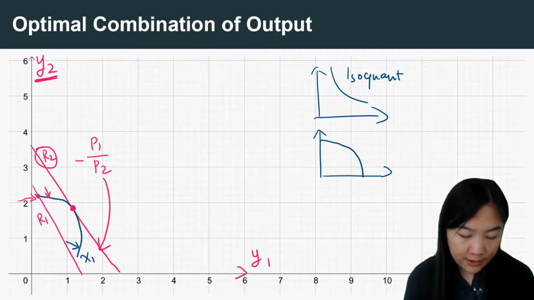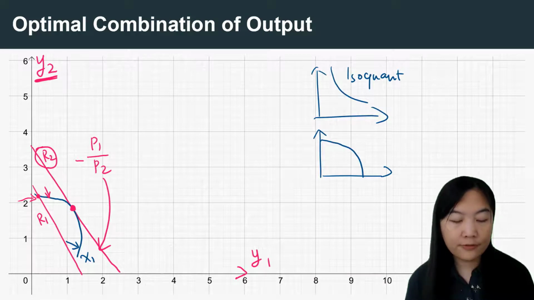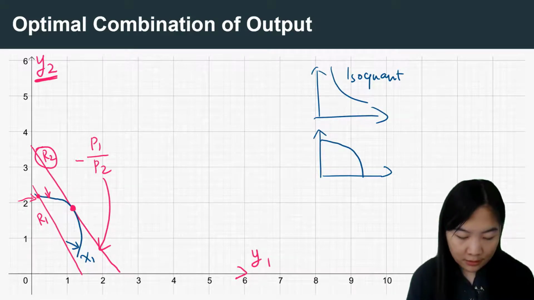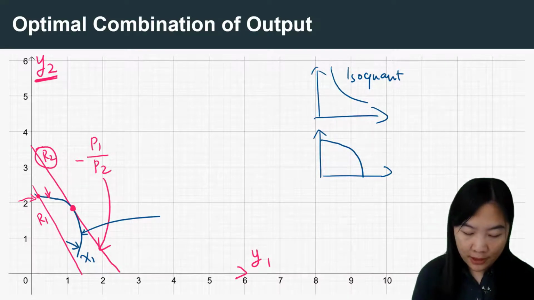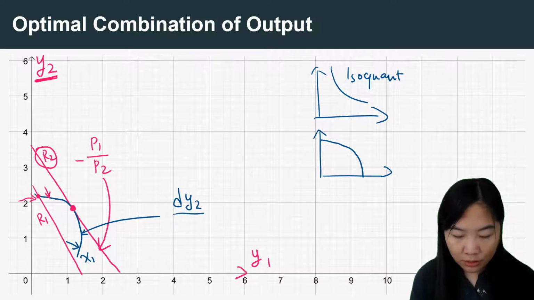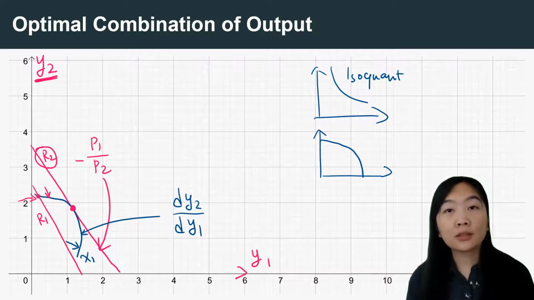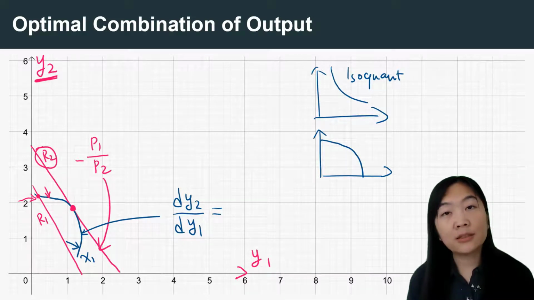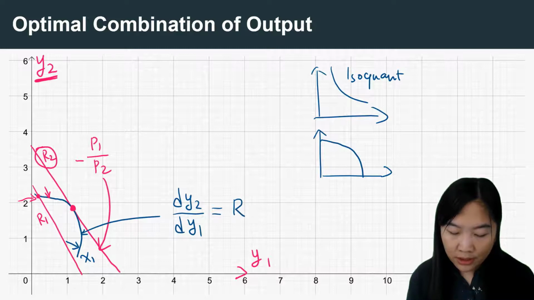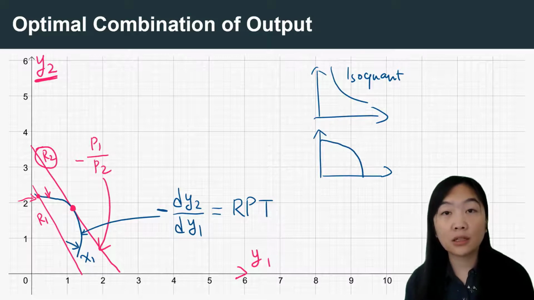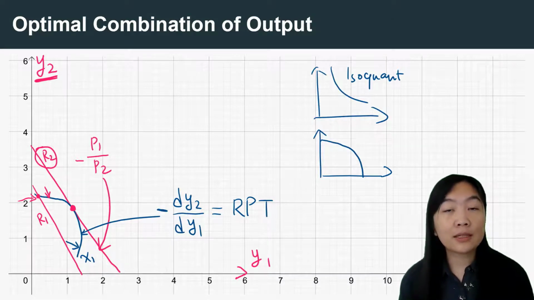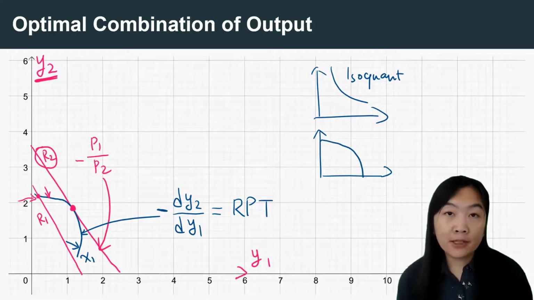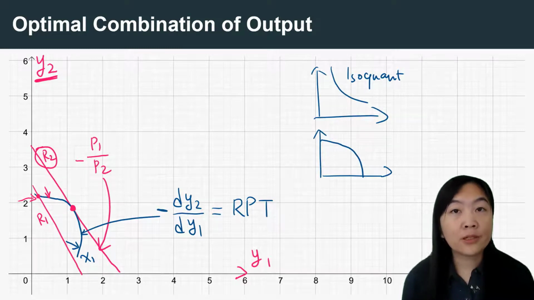And that slope is actually equal to the slope of the product transformation curve. So what is the slope of the product transformation curve? That is dy2 over dy1. And we learned from last lecture that the rate of product transformation is equal to the negative of that slope. So remember here, both the slope of the ISO revenue line and the slope of the product transformation curve are negative because they're downward sloping.